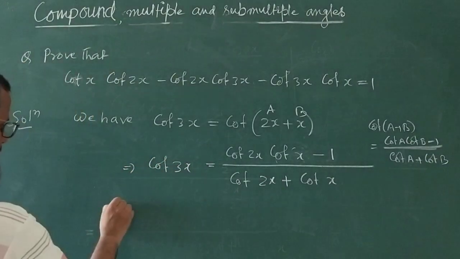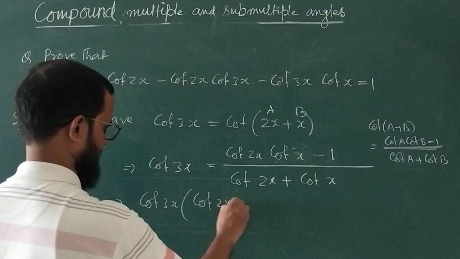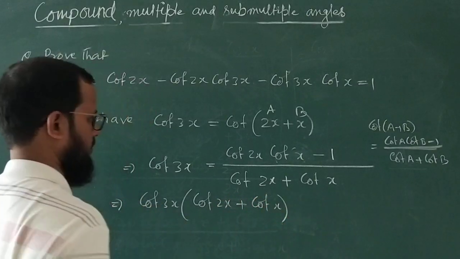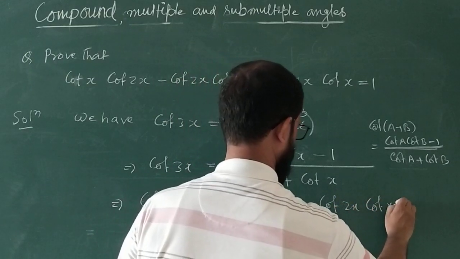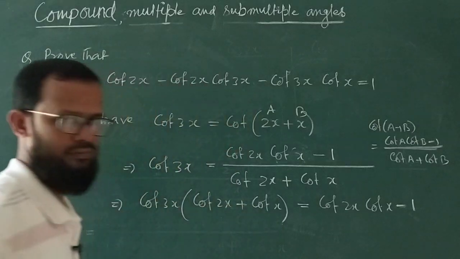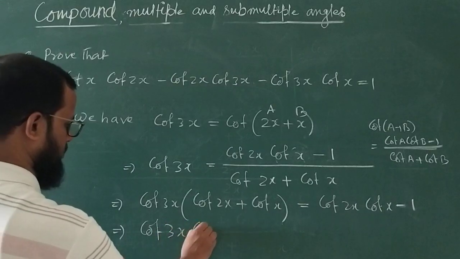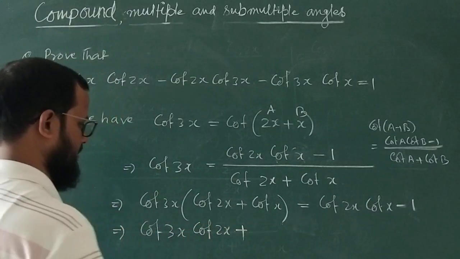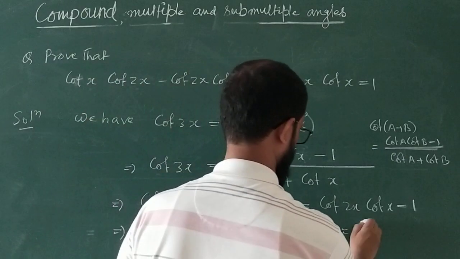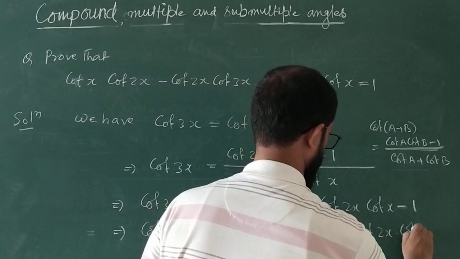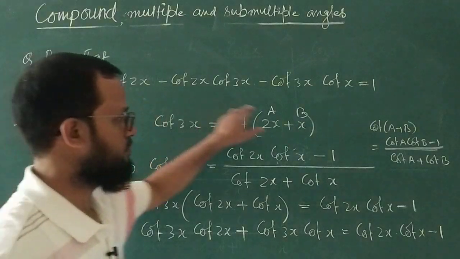नाउ क्रॉस मल्टीप्लाइंग, इसके साथ इसका मल्टीप्लाई होगा. cot 3x इंटू cot 2x प्लस cot x इक्वल टू cot 2x इंटू cot x माइनस 1. ओके, नाउ मल्टीप्लाई, ब्रैकेट रिमूव करो, cot 3x इंटू cot 2x प्लस cot 3x into cot x equal to cot 2x into cot x minus 1. Okay, what you are going to prove that? You are going to prove that right hand side is equal to what?